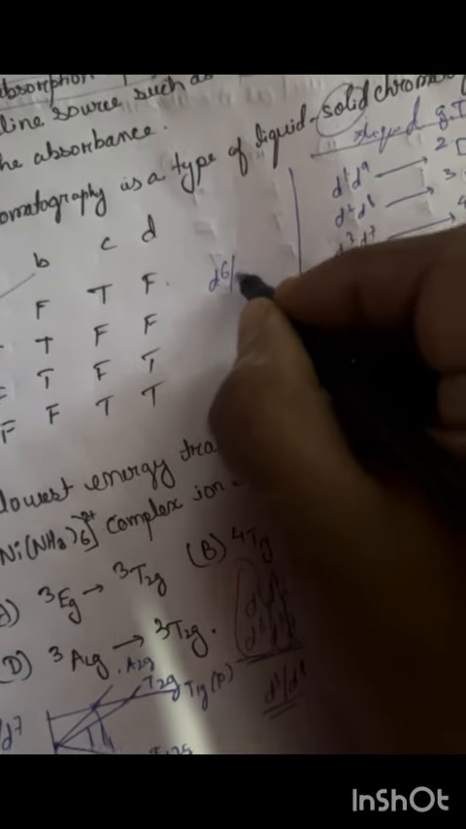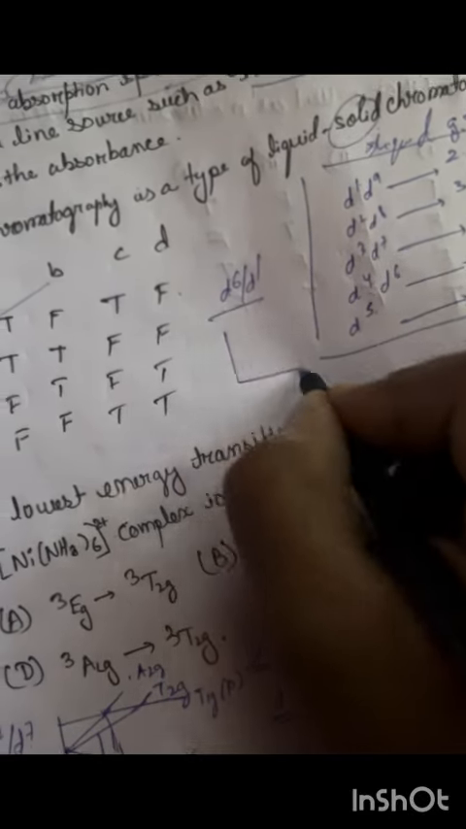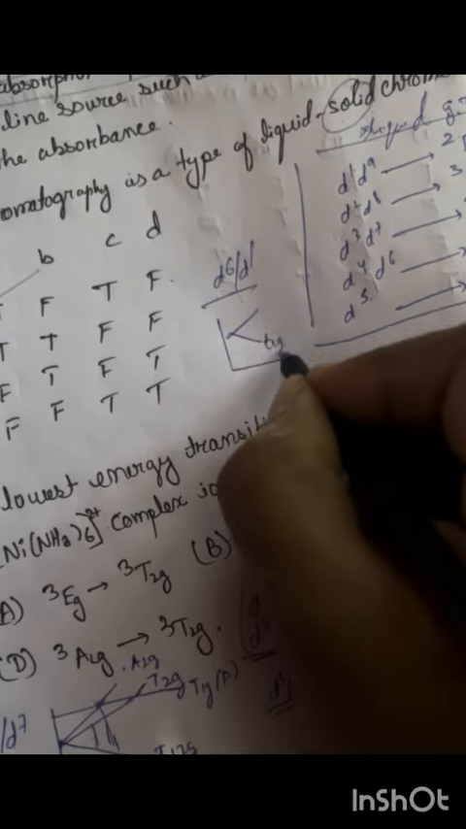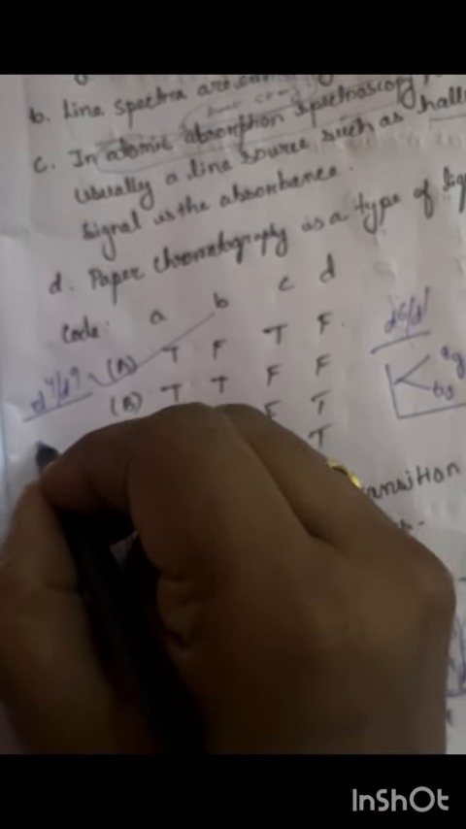Okay, and if you want to remember this one, for D6 and D1, it's simple: T2G and EG, right? And for your D4 and D9, we are talking about octahedral, okay, not tetrahedral. T2G, right? You have to remember all these things. It's very easy. Now we move to this question, right?